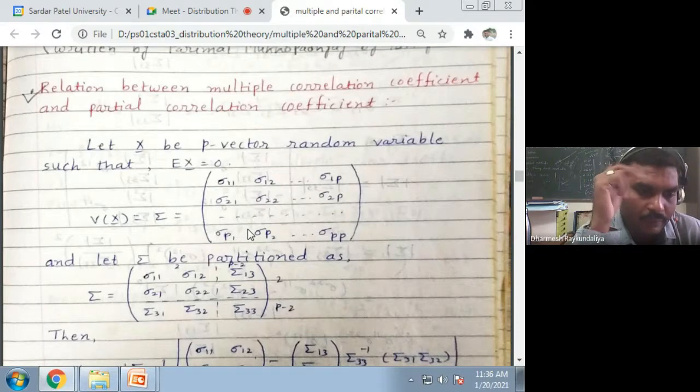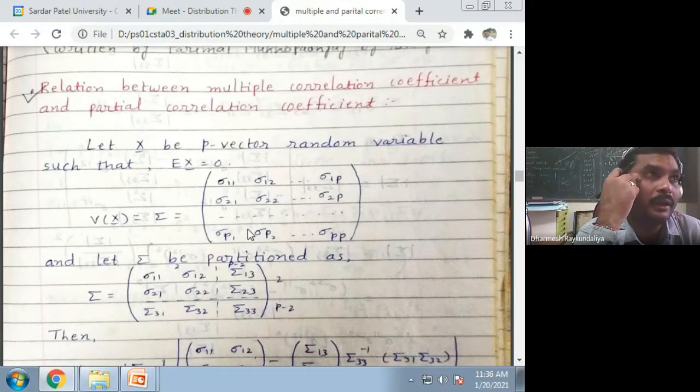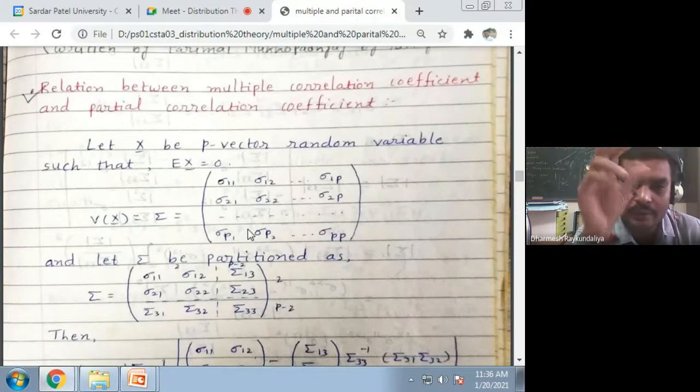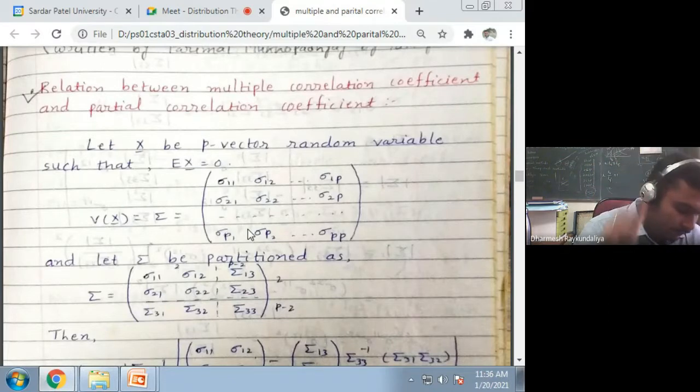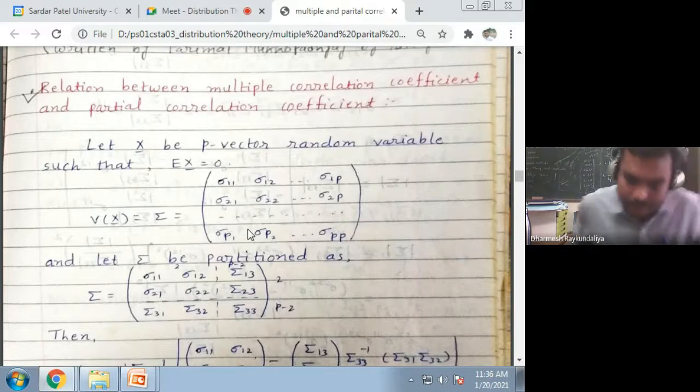Okay, so whenever you are finding the regression model of x1 on x2, x3 up to xp, then whatever correlation you get is nothing but the multiple correlation coefficient. It is the correlation between one variable and the set of other variables. Partial correlation is the correlation between the two variables x1 and x2 when the others are held fixed.